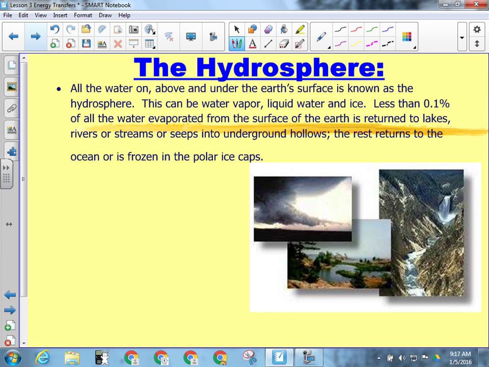Okay, hydrosphere. So that's the role of the atmosphere in capturing energy. The hydrosphere includes all the water on, above, and under the Earth's surface. We have lots of aquifers, and if you have a well, you tap an aquifer. That's underground water, and it is known as the hydrosphere. That can be water vapor, liquid water, and ice. Less than 0.1% of all the water evaporated from the surface of the Earth is returned to lakes, rivers, or streams, or seeps into underground hollows. The rest returns to the ocean, or is frozen in ice caps.